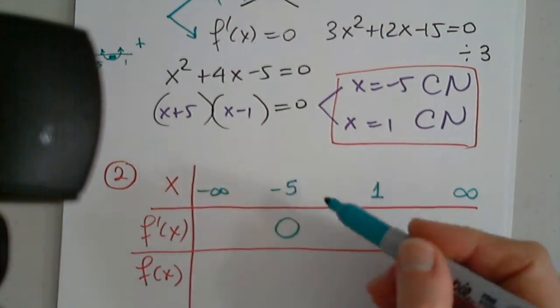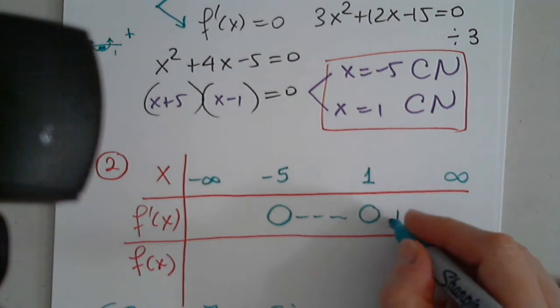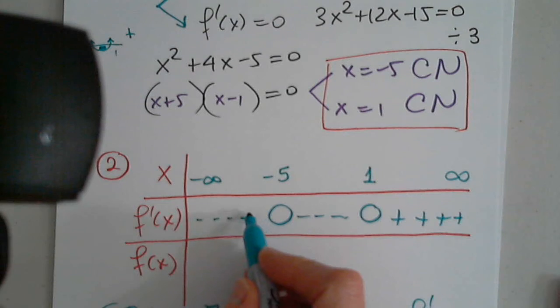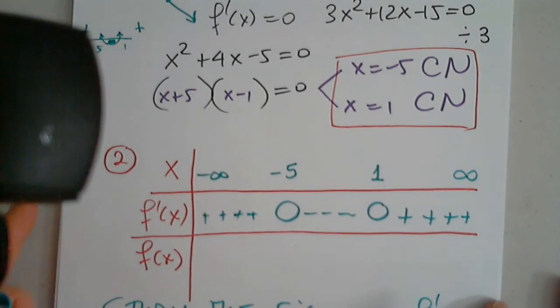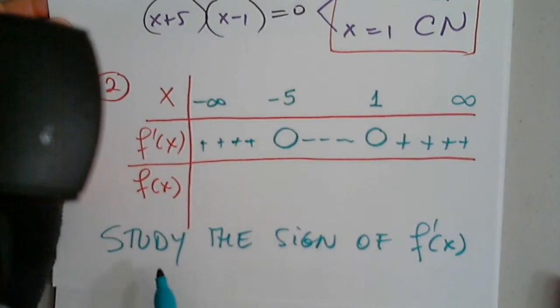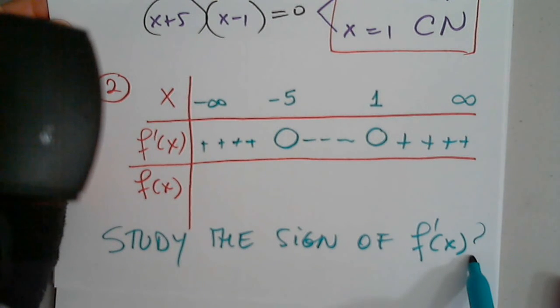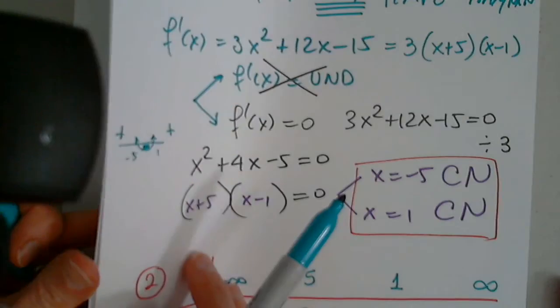Or you plug in a number. If you plug in 0, you'll get negative. If you plug in 10, you are guaranteed to get positive. If you plug in negative 10, guaranteed you will get positive. Now the question is, why am I studying the sign of the derivative? What is it for? Why did I need all this? Let me explain now, and I'll come back to the table.